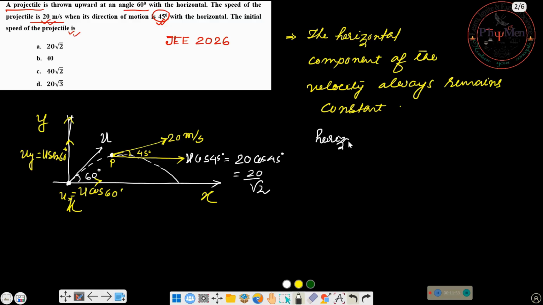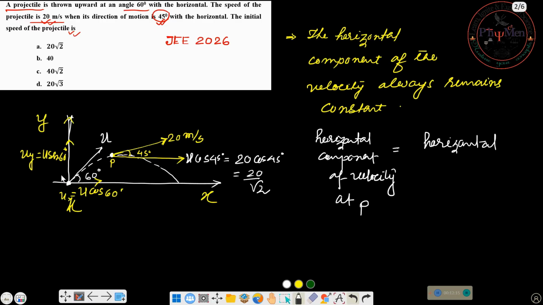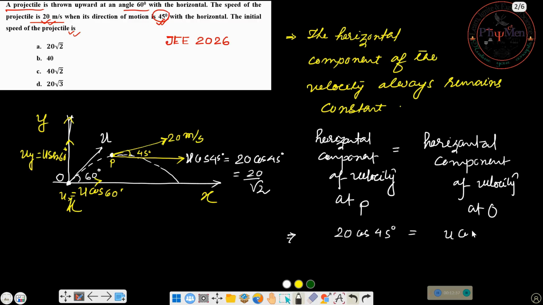So we can write: horizontal component of velocity at P should be equal to horizontal component of velocity at O. Let me take this point as O. So we can write here 20 cos 45 is equal to u cos 60, right? So what we have is 20 by root 2 is equal to u by 2.